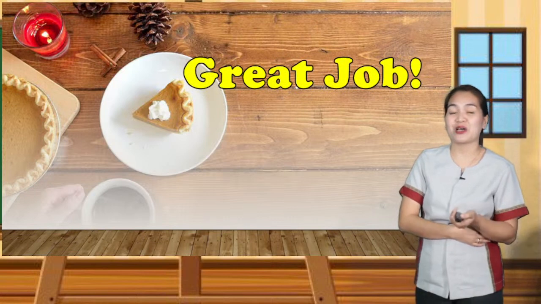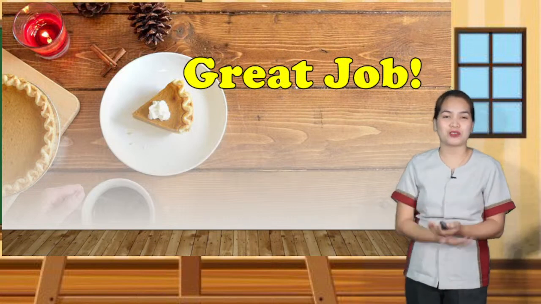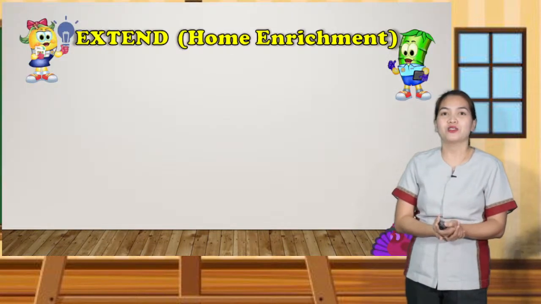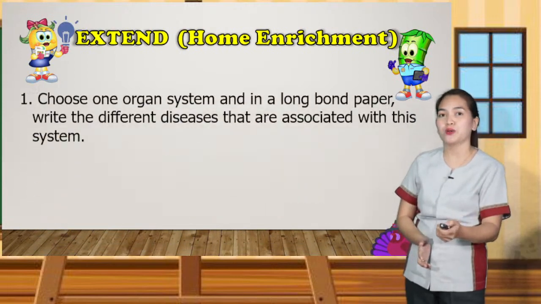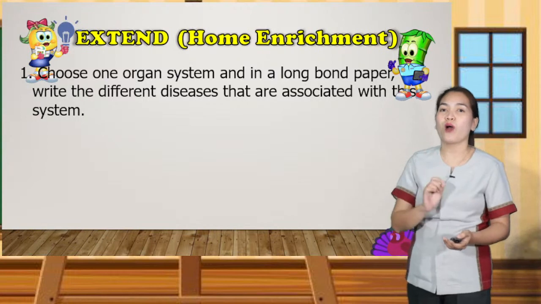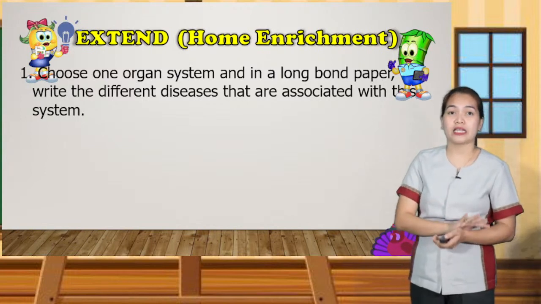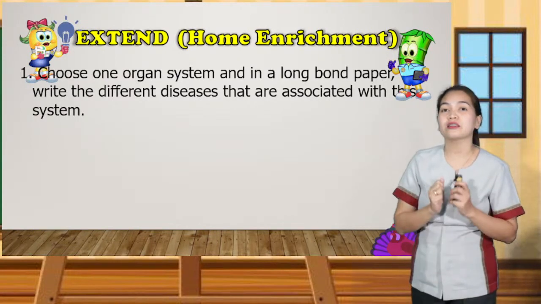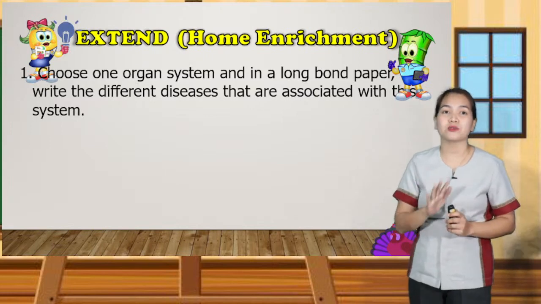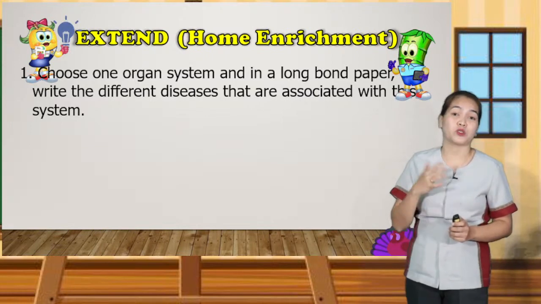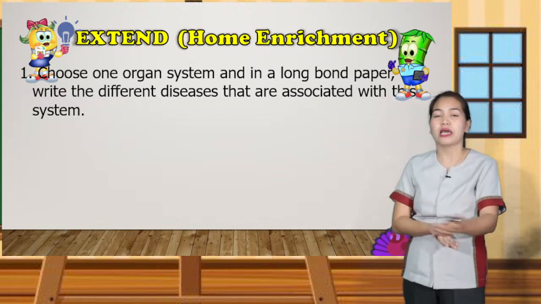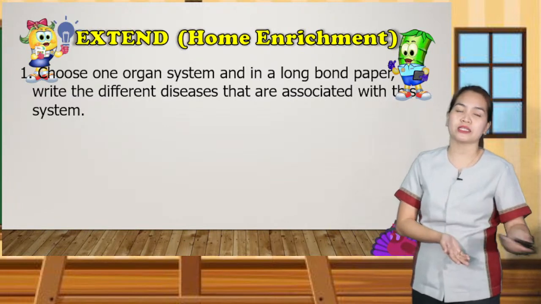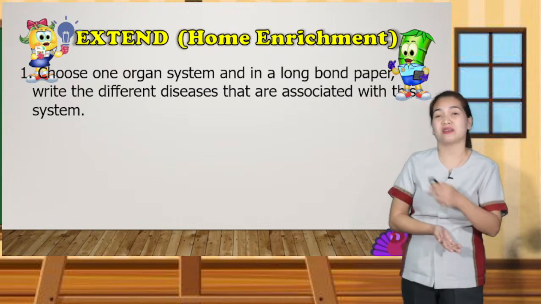All right, so with this, great job, guys, and I know that you have exerted effort in this lesson. So for your home enrichment, I would like you to choose one organ system. In a long bond paper, write the different diseases that are associated with the system that you have chosen. For example, you have chosen circulatory system, then you have to write down as many diseases as you can that are associated with this system.